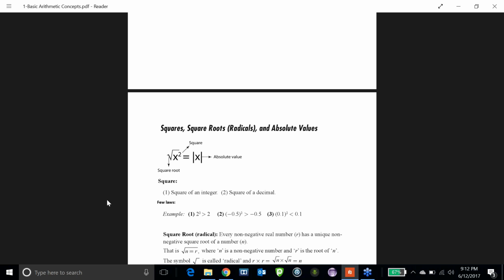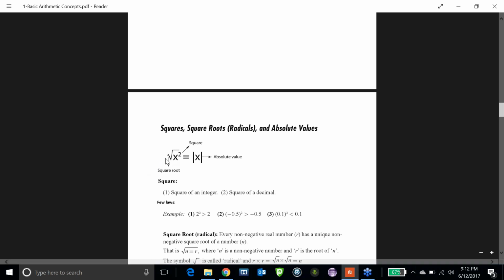And what is square root? Square root is nothing but the reverse of it. Square root of 2 into 2 is equal to 2. Here on this page, if you see, this is called square root and this is called square. And now coming to the absolute value. The square root of x square is equal to the absolute value of x.